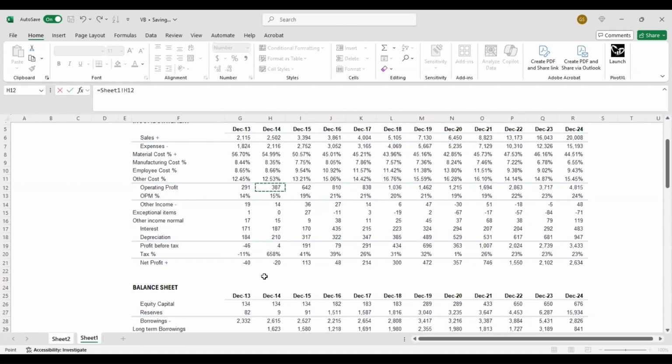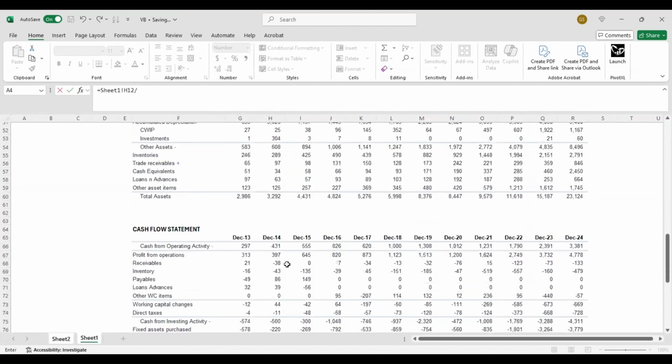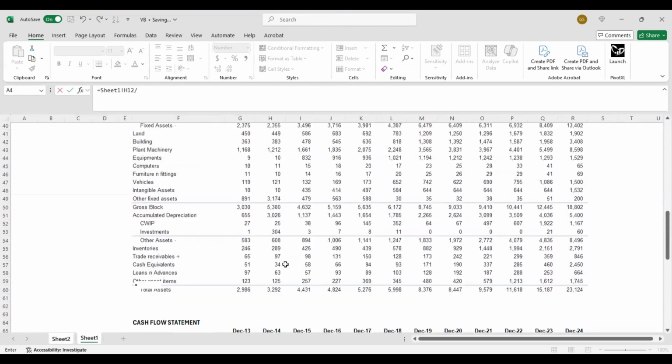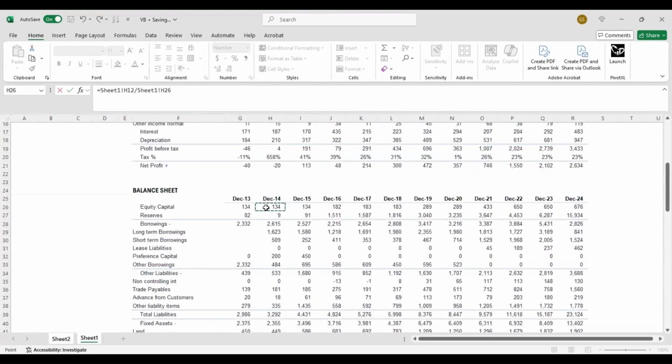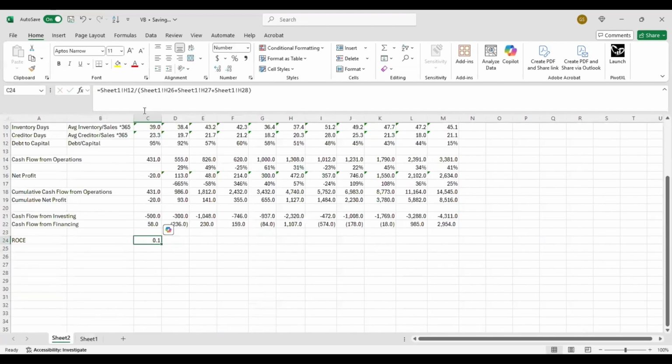I take the operating profit and then I divide it by my total capital that I've invested in the business, which is this plus my borrowings. Put all of these in brackets and express this in the form of percentages. Currently, it is showing 14% in 2014. Let's see if it's increasing. Yes, my operating profit is increasing.